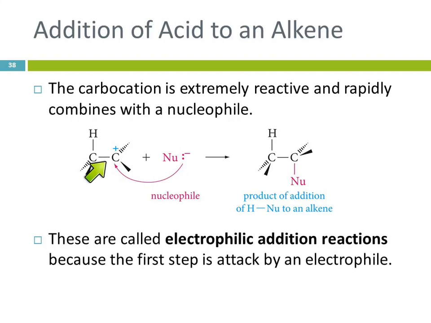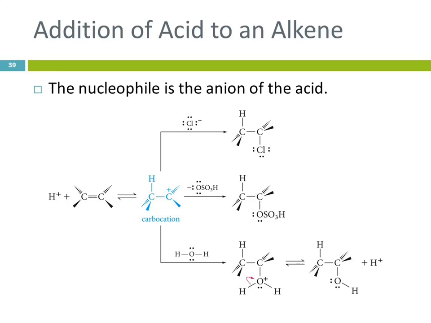So here, this carbocation is deficient in electrons and it gets attacked or attacks the nucleophile. The arrow here is showing the movement of the electrons, that these two electrons come over to make a bond with this carbocation. So let's look at that again. The nucleophile, if we're adding an acid, is going to be the anion. So here we have the electrophile.